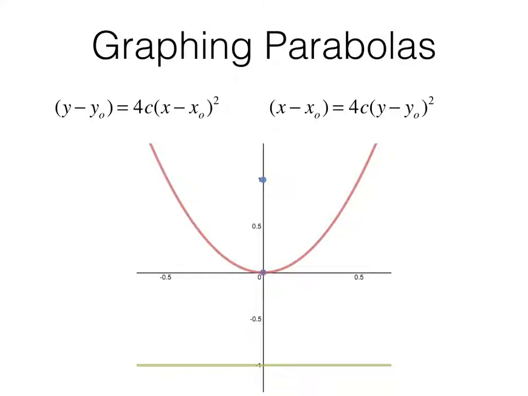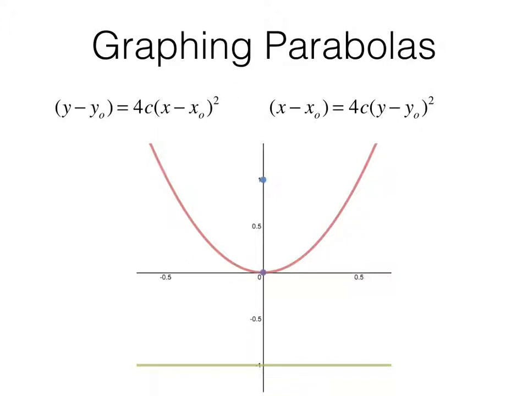Here we're going to graph the conic section of parabolas. The parabola equations can look like either of these two forms. y minus y sub 0 equals 4c times (x minus x sub 0) squared, and x minus x sub 0 equals 4c times (y minus y sub 0) squared.